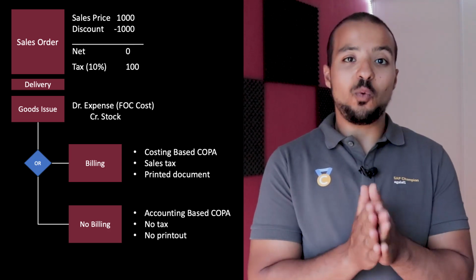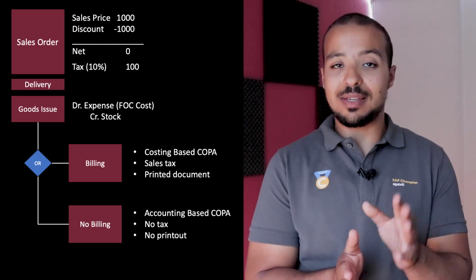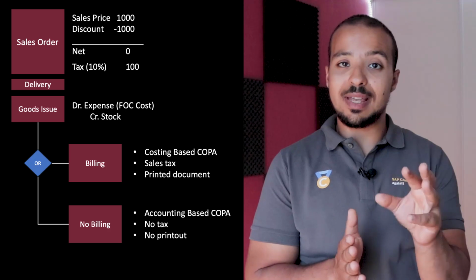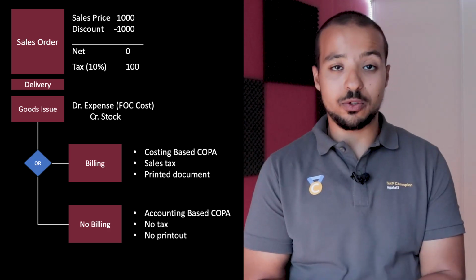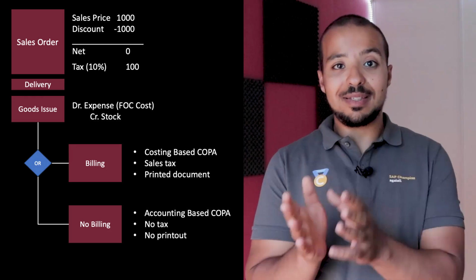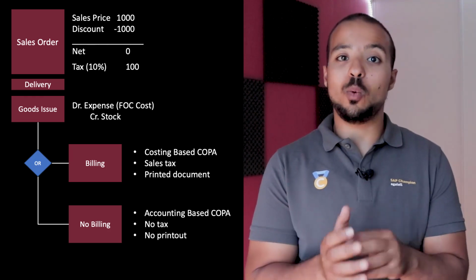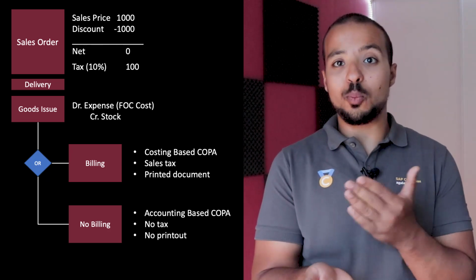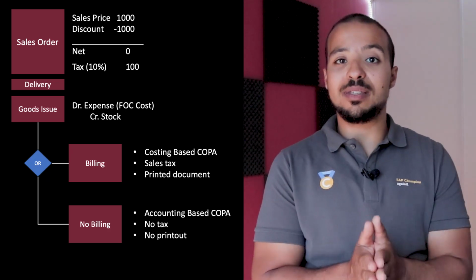Another case is if we have a sales tax in the process. As I explained in the sales order step, some customers ask for sales tax to be included in the free of charge orders. In this case, we must have the billing document because the sales tax entry is only posted with the sales billing document, and also we need a billing document to print to send to the customer so he pays the value of the tax.